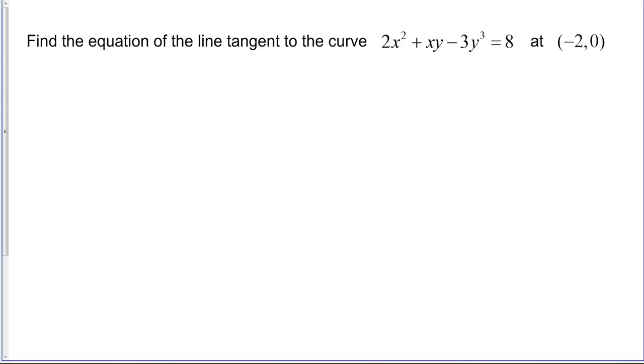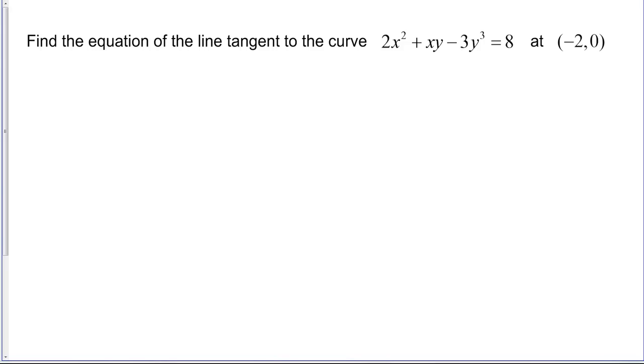So here we have an implicit relationship, this curve that's written here. If you were to look at this curve on a graph, you would see that it's not a function. It doesn't pass the vertical line test. And if we tried to solve this relationship for y, we wouldn't be able to. So this is an implicit relationship, and to take the derivative, we're going to have to use the process of implicit differentiation.